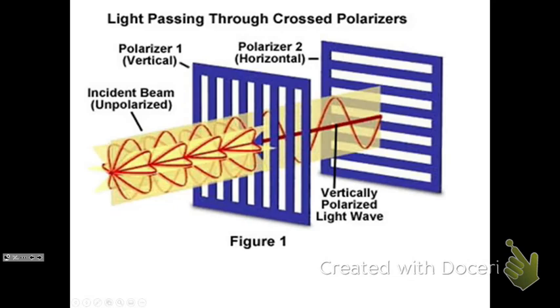Okay, so this is kind of what we've been talking about. An unpolarized beam is oscillating in a bunch of different directions. Once it hits a polarizer, it will then only be oscillating in one particular direction, either horizontal or vertical. Typically polarized sunglasses will take out the horizontal component of the light, and that's usually attributed to glare. So polarized sunglasses are super nice.